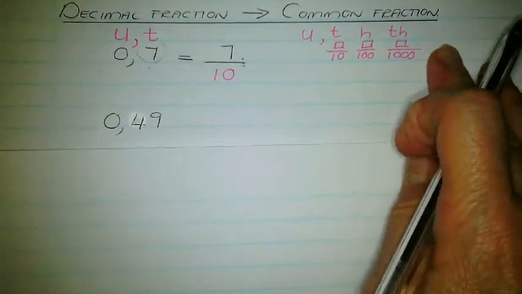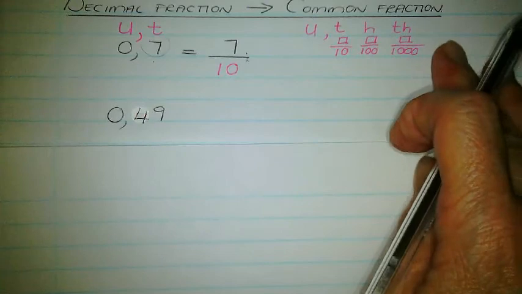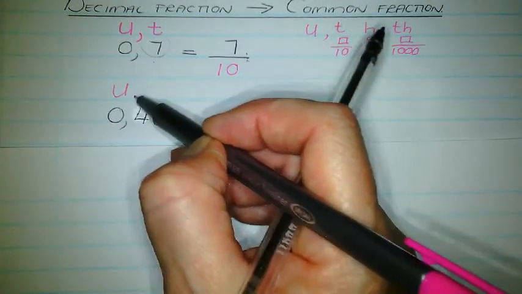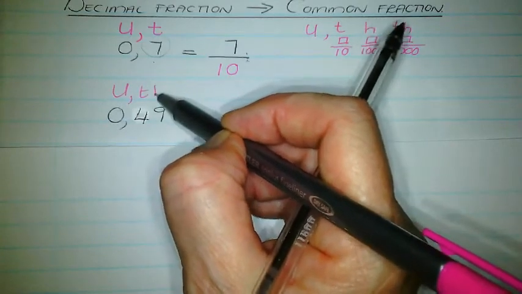Okay, the next one, here we've got 0,49. Again with your place values, the unit, a tenth, and a hundredth.